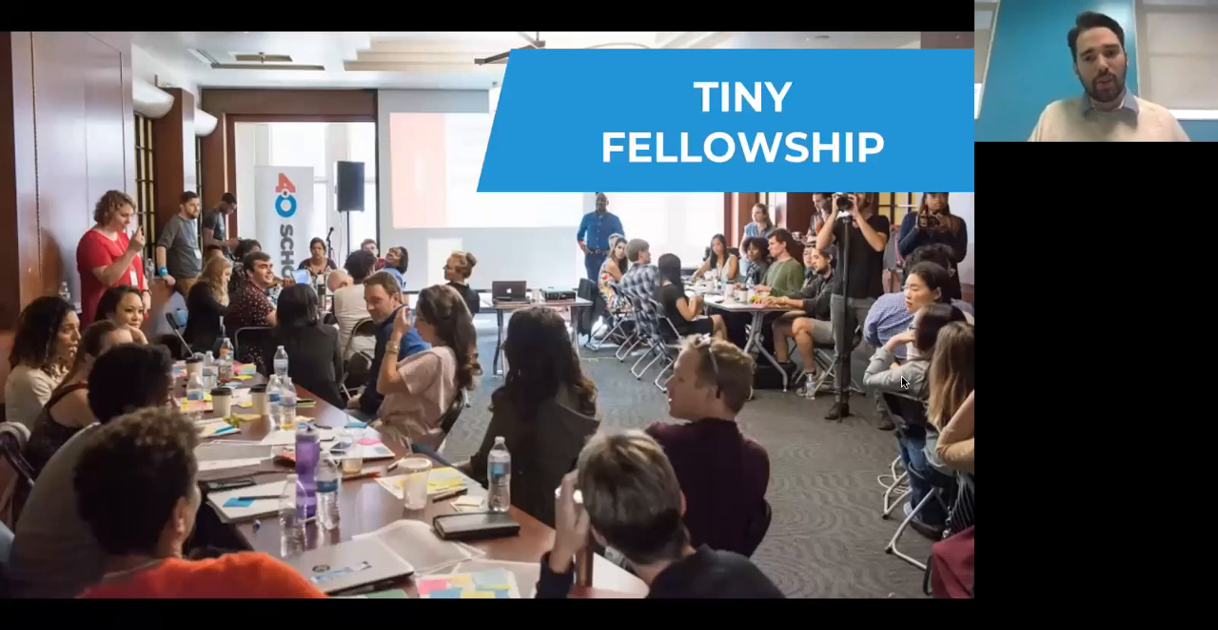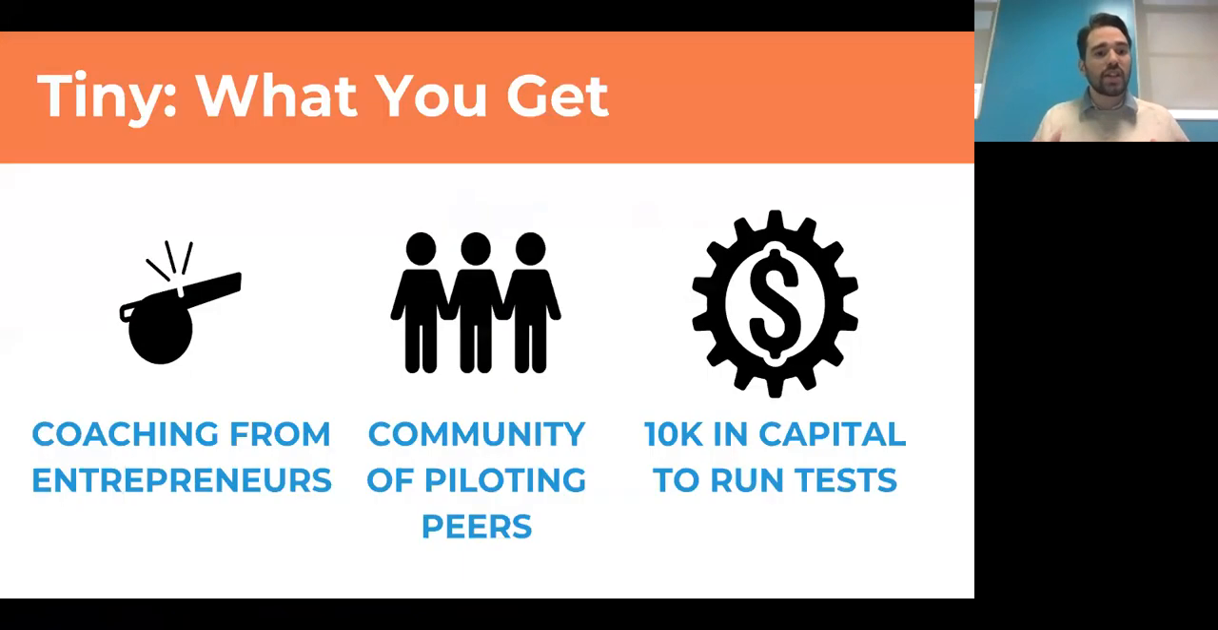So just to talk about the Tiny Fellowship a little bit, you'll see that the structure of our fellowships actually mirror one another quite a lot. It's just the dosage of different things that is different. As you come through Tiny, you get three main things: coaching, again, from entrepreneurs; a community of piloting peers, so folks that are going to be piloting around the same time, which can be really helpful; and then 10K in capital to run tests. This is distributed as 5K after you've built your pilot plan, and then 5K once you report the results of that work.